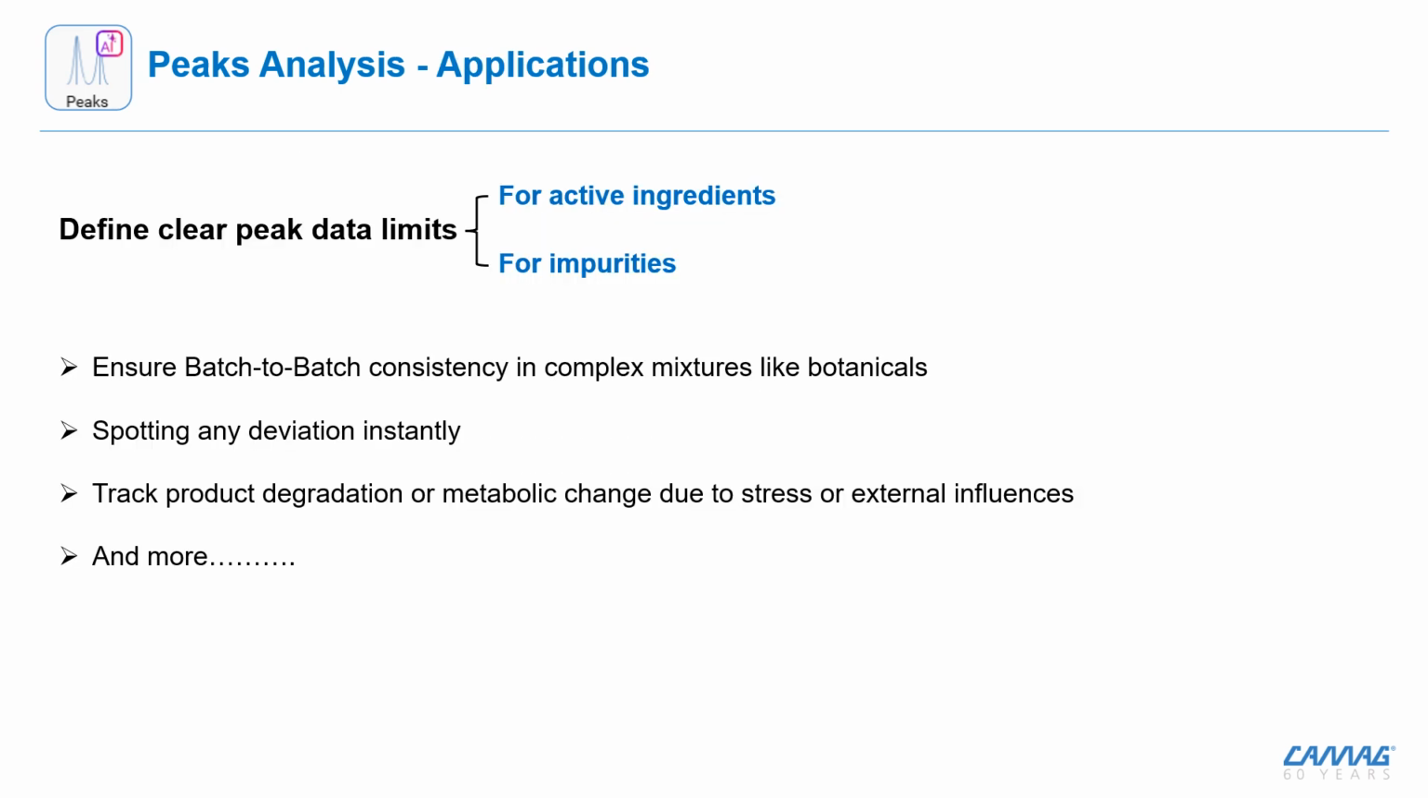The peaks analysis concept applies far beyond the olive oil example we have just explained. We can use it to monitor impurities or secondary markers in complex matrices. There are many applications, like ensuring batch-to-batch consistency in complex matrices like botanicals, spotting any deviation instantly, and tracking product degradation or metabolic changes due to stress or external influences, as well as so many other applications.